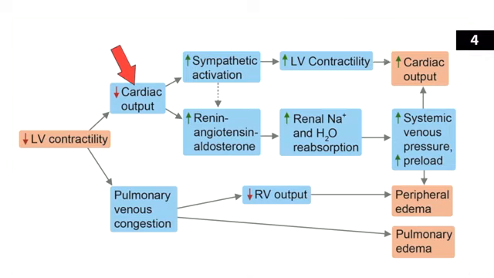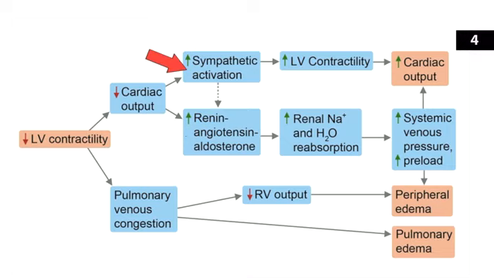Now there are two main ways that the body tries to compensate for low cardiac output: by activating the sympathetic nervous system and by activating the renin-angiotensin-aldosterone system. And it's not one or the other. The body's going to do both of these. And we're going to see that both of these compensatory mechanisms do work. They do get the cardiac output back up somewhat, but they also have negative consequences, as we're going to see.